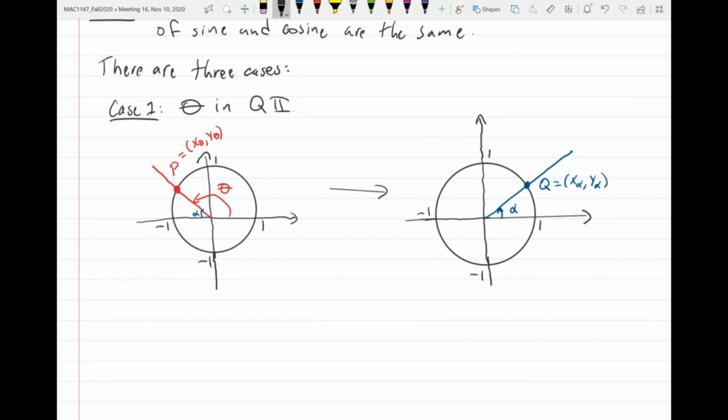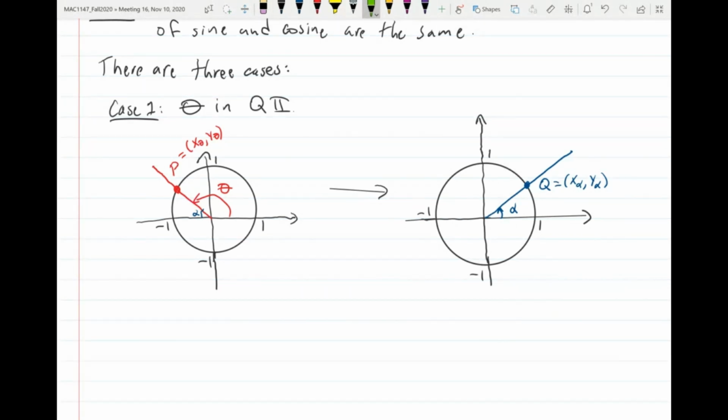And same thing, if you want to figure out the relationship between the sine of these angles, the relationship between sine of alpha and sine of theta, what we should really look for is the relationship between the y's of these points, y theta versus y alpha. Okay, so let's do this.